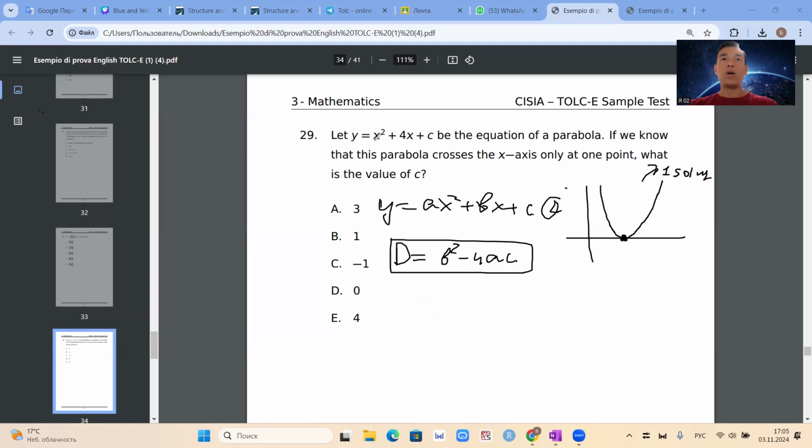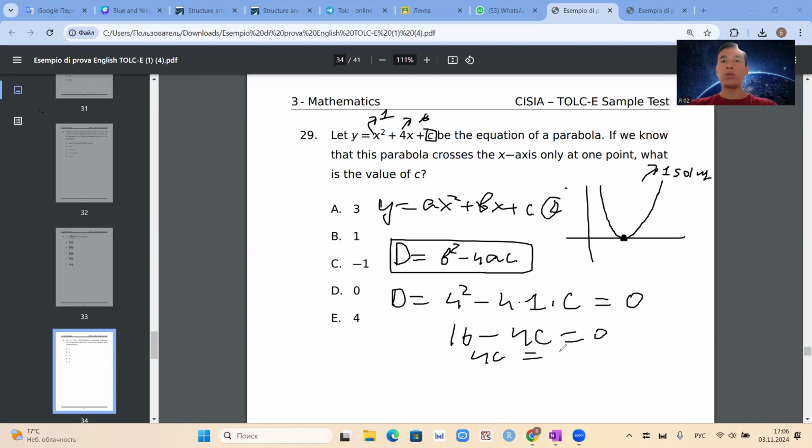Okay. Our function is x squared plus 4x plus c. In this case, 4 is our b coefficient, a is 1, and c, we need to find c. Discriminant equals 4 squared minus 4 multiplied by 1 multiplied by c, and we need to equate it to 0, because when the discriminant equals 0, we have only one solution. It implies that it crosses only at 1 point. So 16 minus 4c equals 0, and 4c equals 16, and our c in this case equals 4.